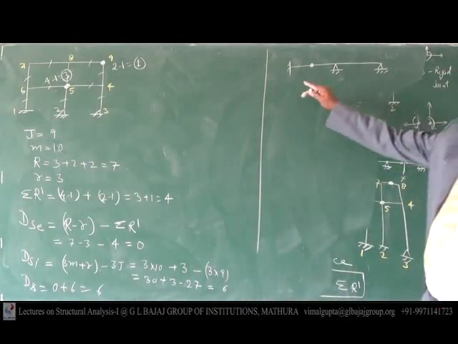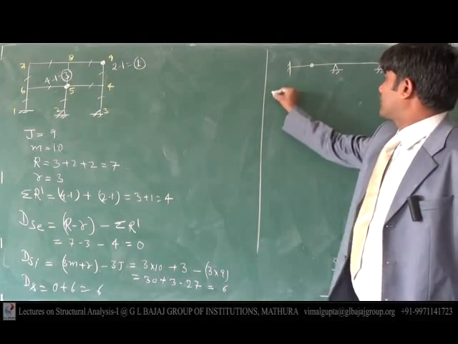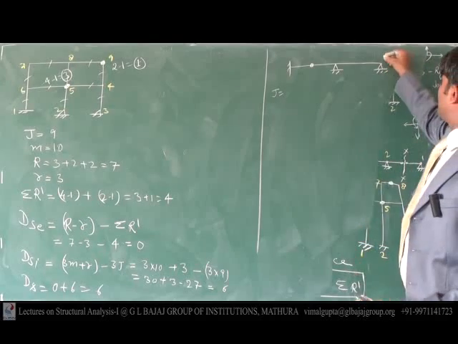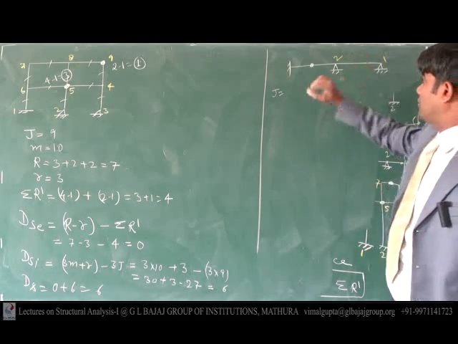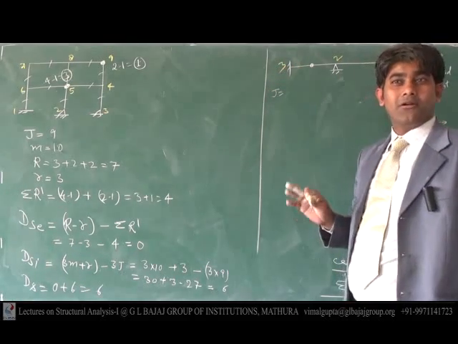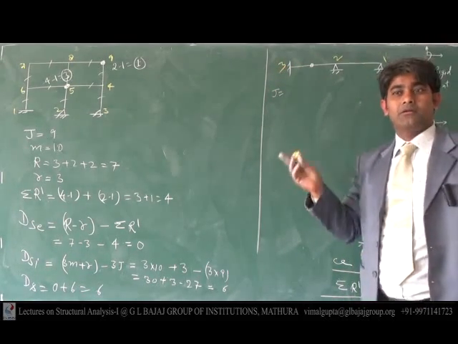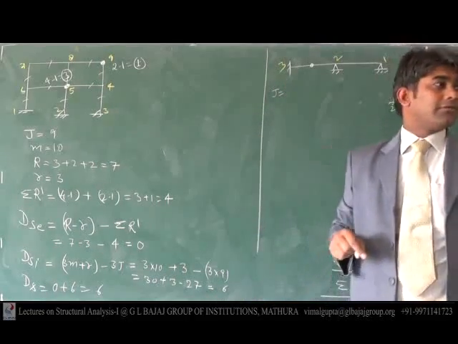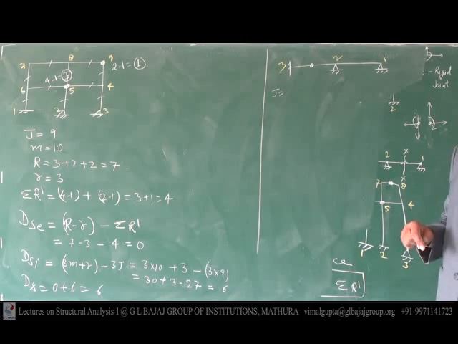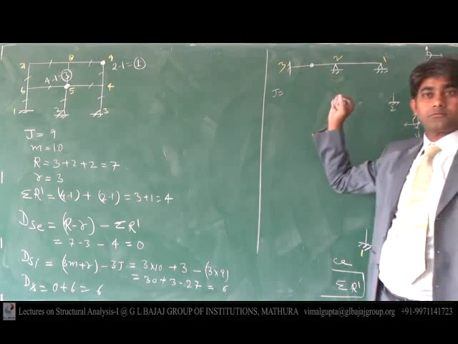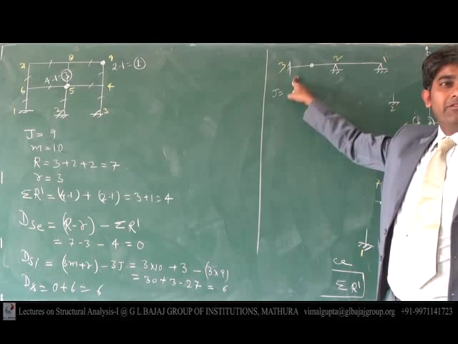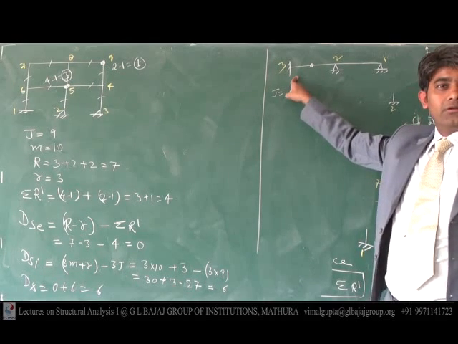So number of joints 1, 2, 3. ओके, सभी ध्यान दें यहां पे, सभी ध्यान दें, सभी ध्यान दें। There is change.